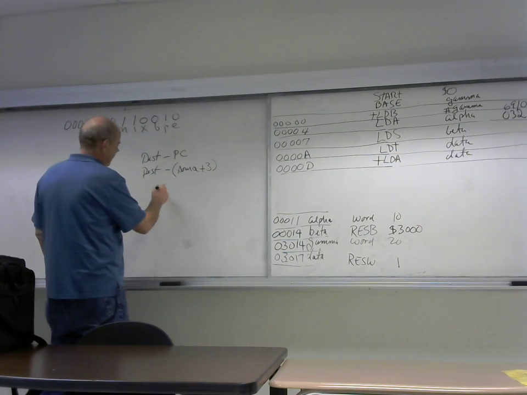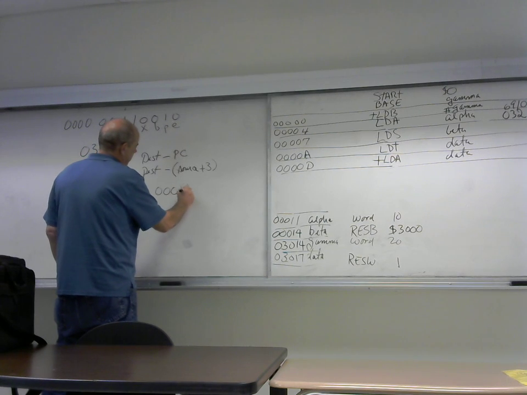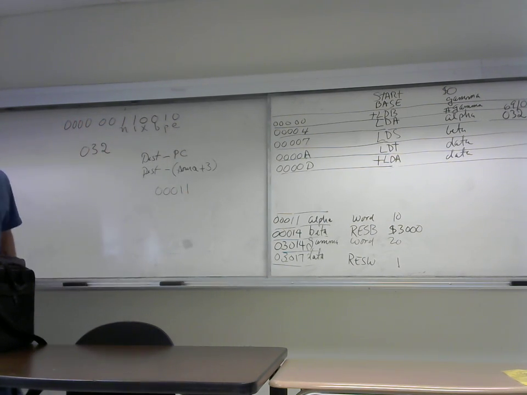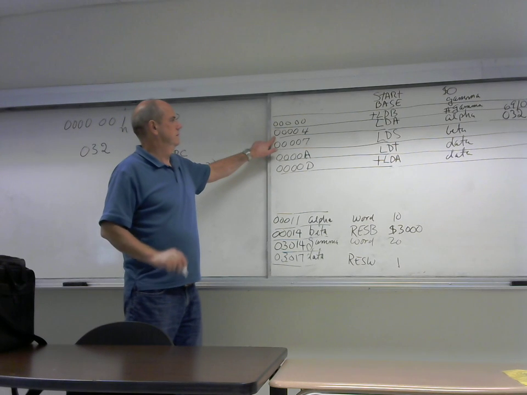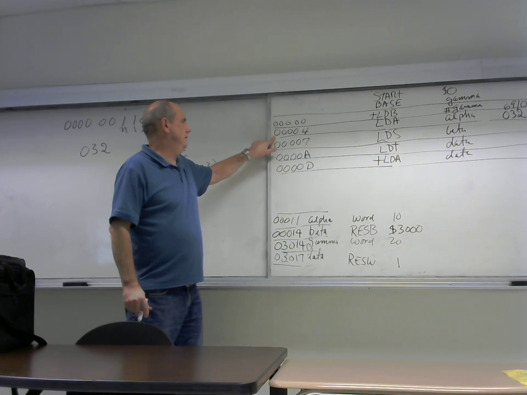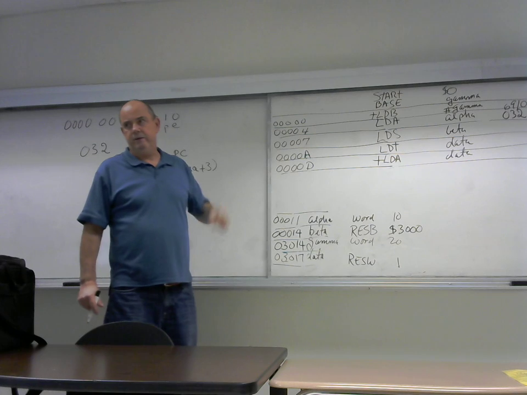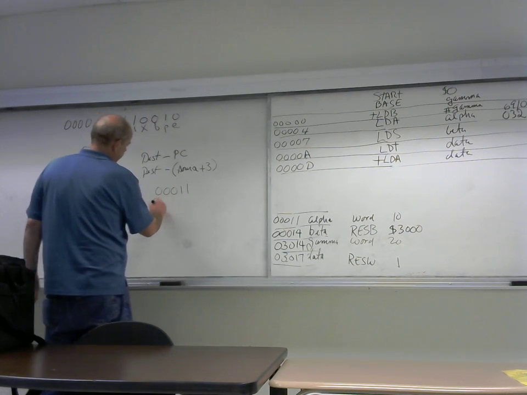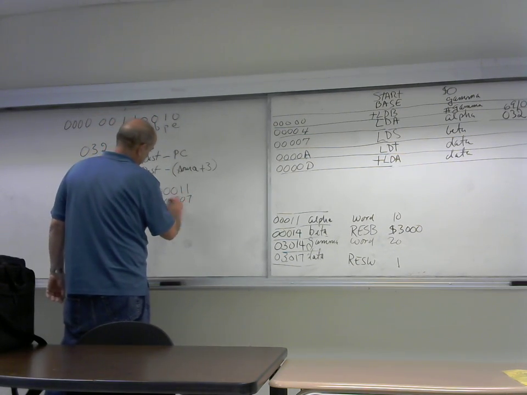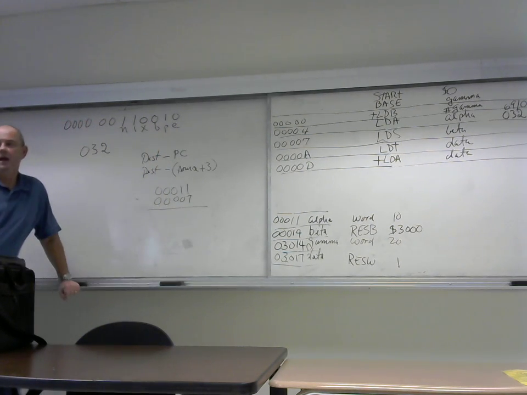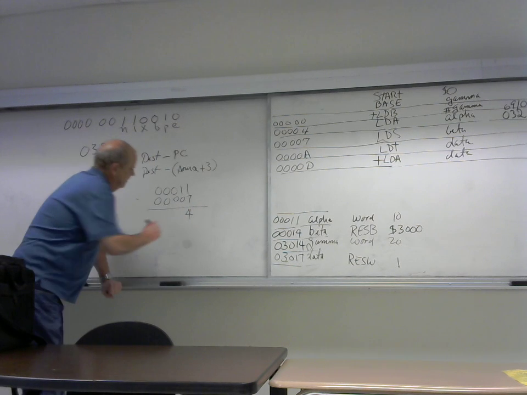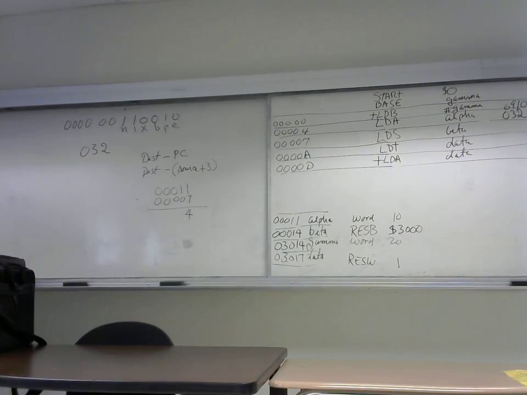It's alpha. It's 11. And what's the source? Well, we're right here. LDA is at 4. Plus 3 is 7. And so now, what? Isn't 11 minus 7 4?